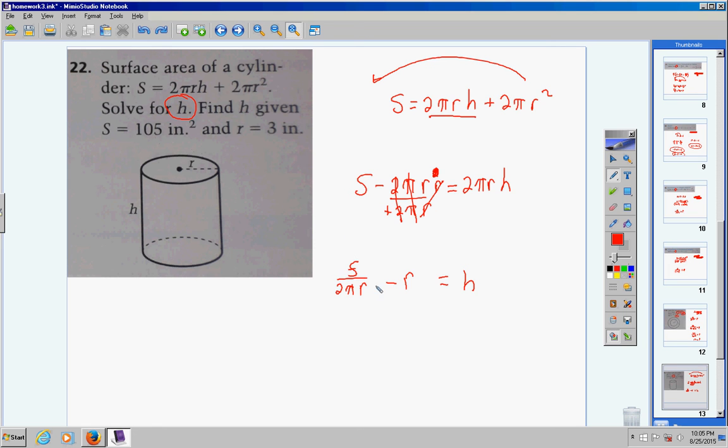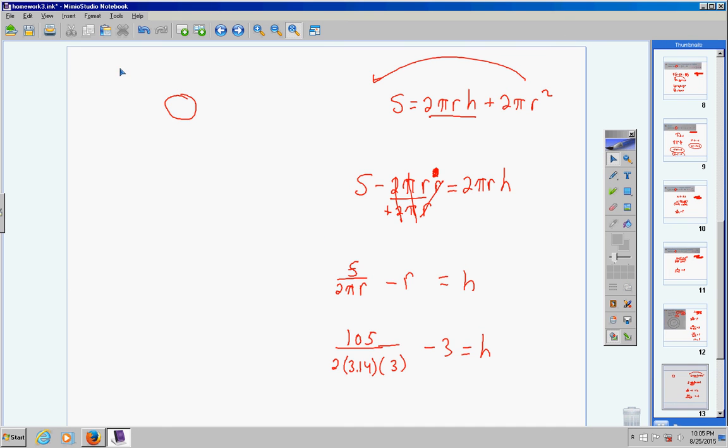S equals 105. So where the s is right here, I'm going to put 105. In the denominator, I'm going to put 2 times 3.14 times r. And r is 3. That's one big fraction minus 3 equals h. Alright, let's get us some room to work.